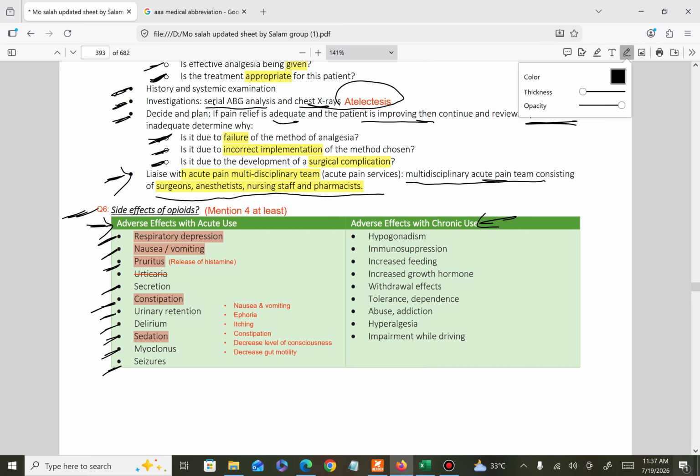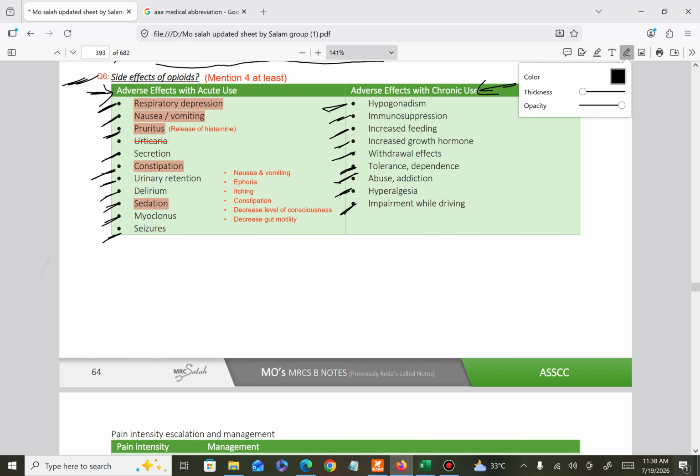Then the adverse effects with chronic use are hypogonadism, immunosuppression, increased feeding, increased growth hormone, withdrawal effects, tolerance and dependency, abuse and addiction, hyperalgesia, impairment while driving. Okay, so these are side effects of acute and chronic use.